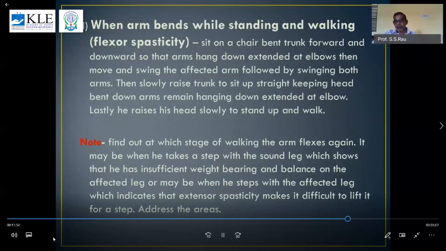Now, at this point, find out at which stage of walking the arm flexes again. It could be possible that he flexes again when he takes a step with the sound leg, which indicates that he has insufficient weight bearing and balance on the affected leg, or maybe when he steps with the affected leg, which indicates that extensor spasticity is making it difficult to lift it for a step. Then we can address the concerned area.